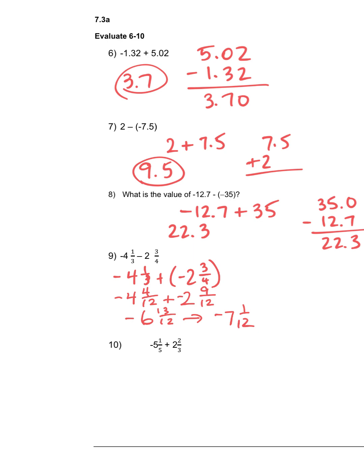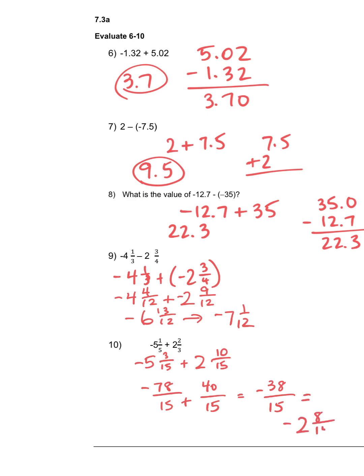Boom. Here is where I would recommend going improper. First thing I'm going to do, though, is get a common denominator. And this is going to be -5. I'm going to use 15. 5 times 3, 1 times 3. 3 times 5, 2 times 5. Now, this is going to be -78/15 plus 40/15. And that ends up being -38/15. And when we clean that up and go back to a mixed number, that's -2 8/15.